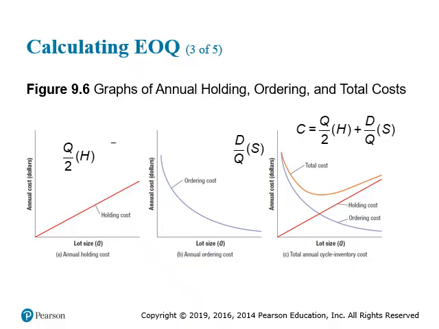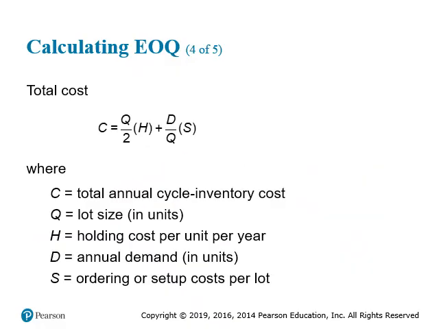So the total cost is just the sum of the annual ordering cost and the annual holding cost. This is the total cycle inventory cost. To summarize and clarify, we just said the total cost for a cycle on an annual basis for cycle inventory is the holding cost plus the setup cost or the ordering cost. The annual holding cost plus the annual ordering cost.